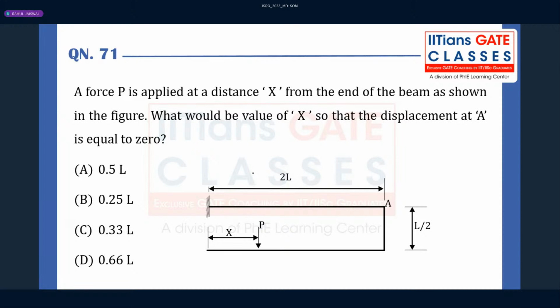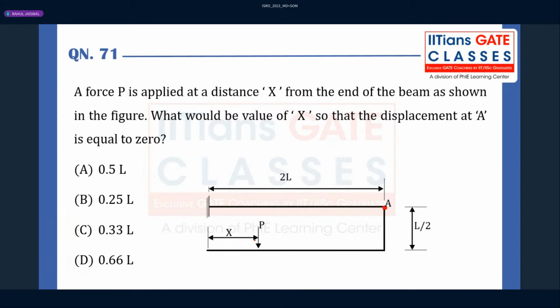Again, this type of problem I told you: whenever we have any structural problem, simply transfer the load to where they are asking. They are asking what should be the displacement at a particular point A. That means they are very much interested in the junction point at A.